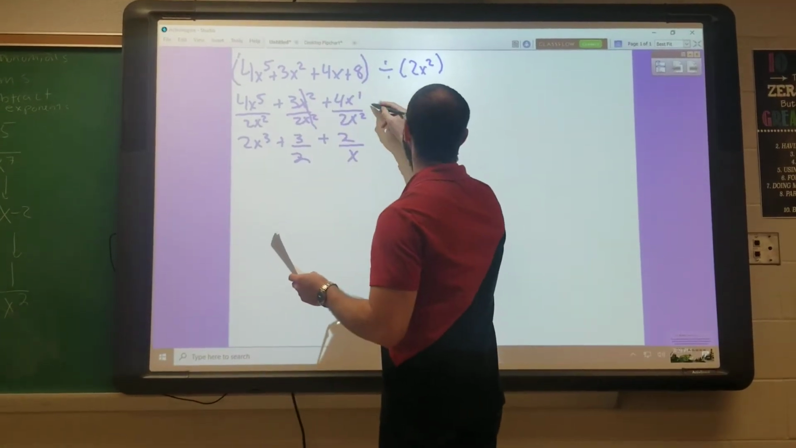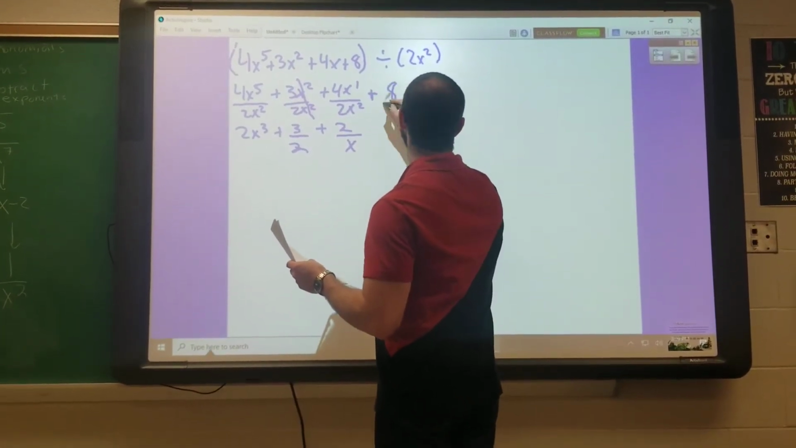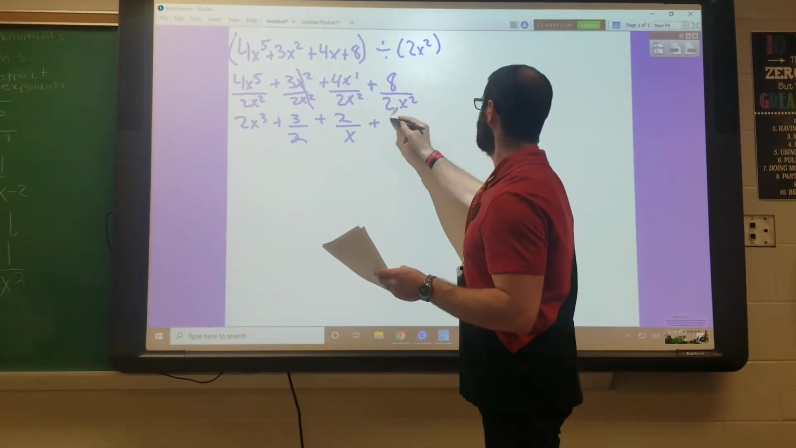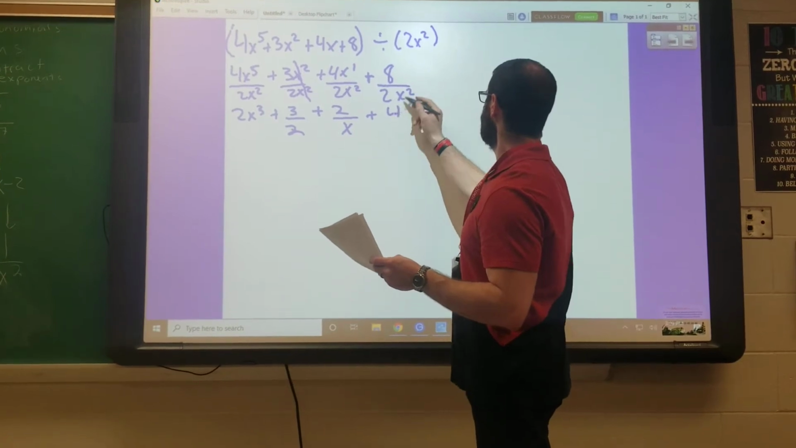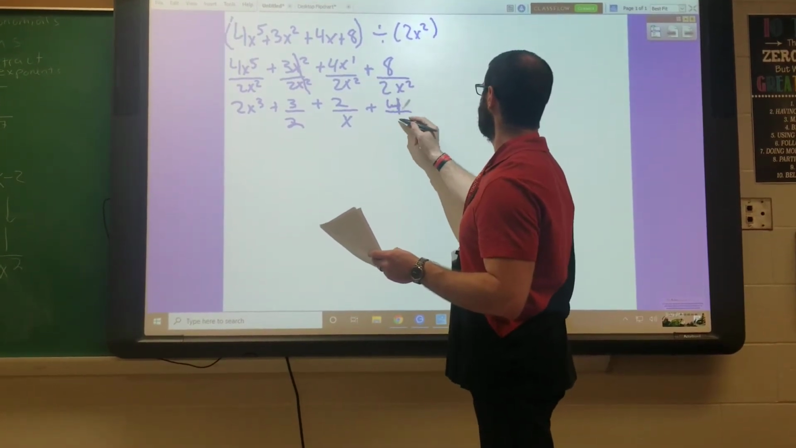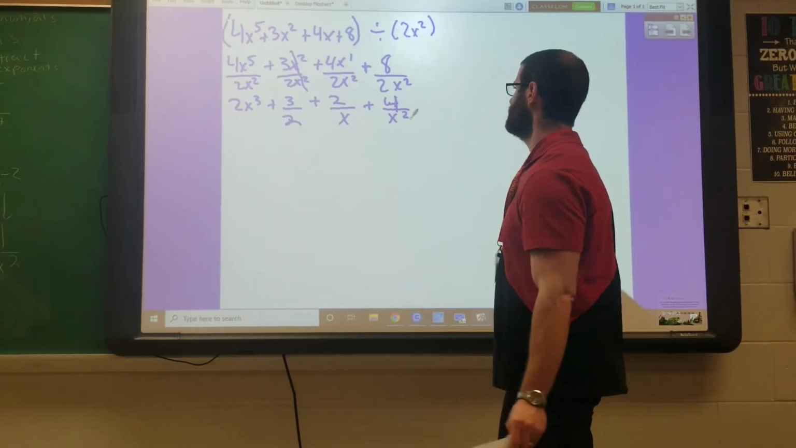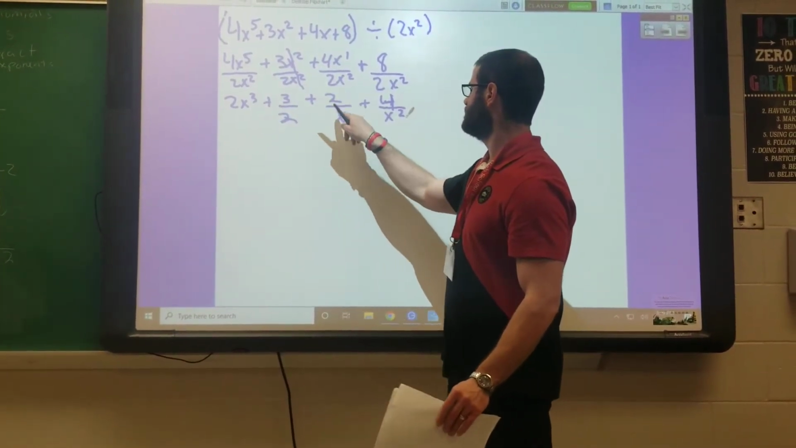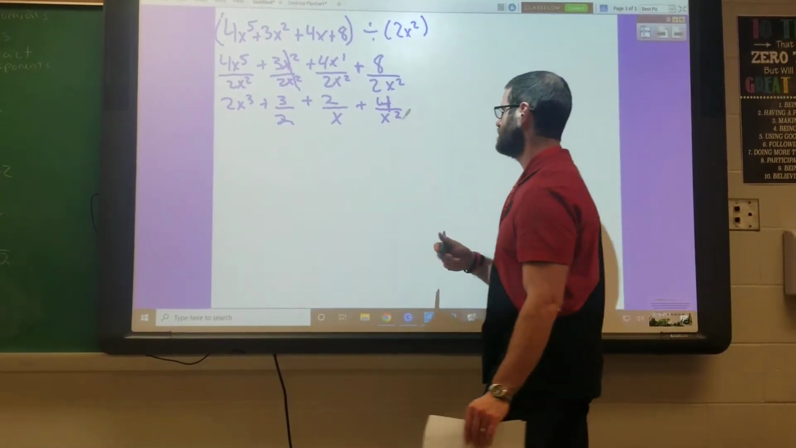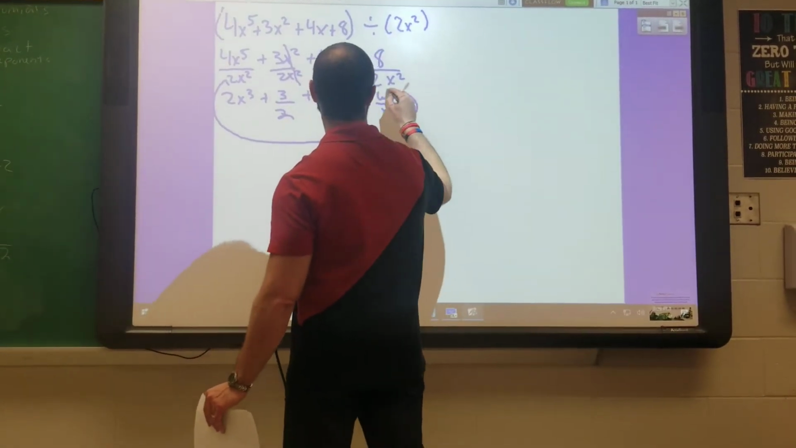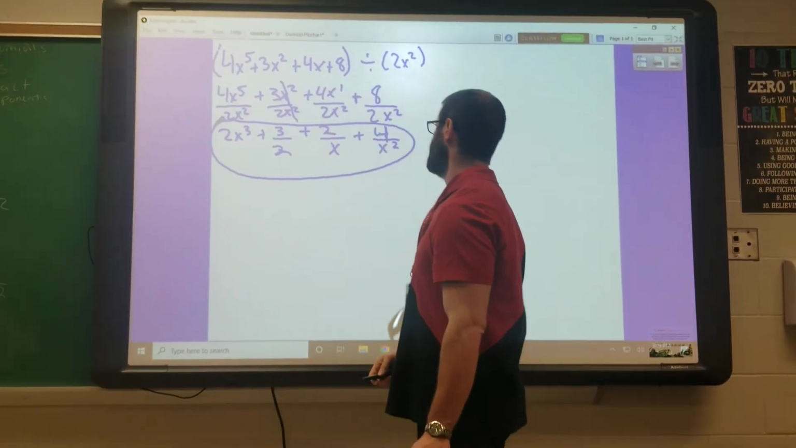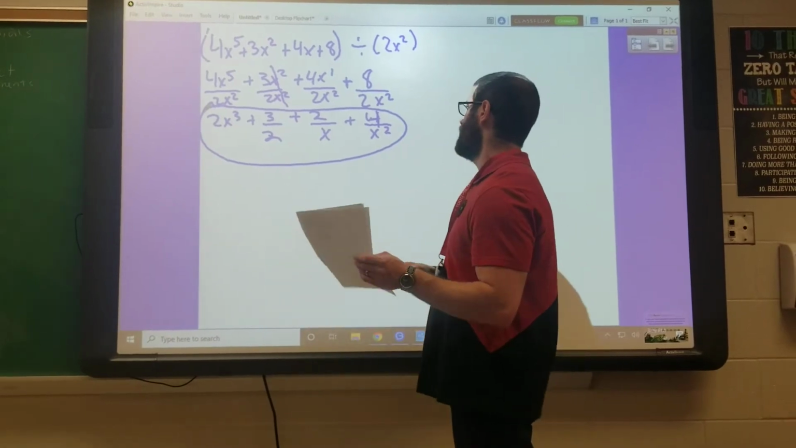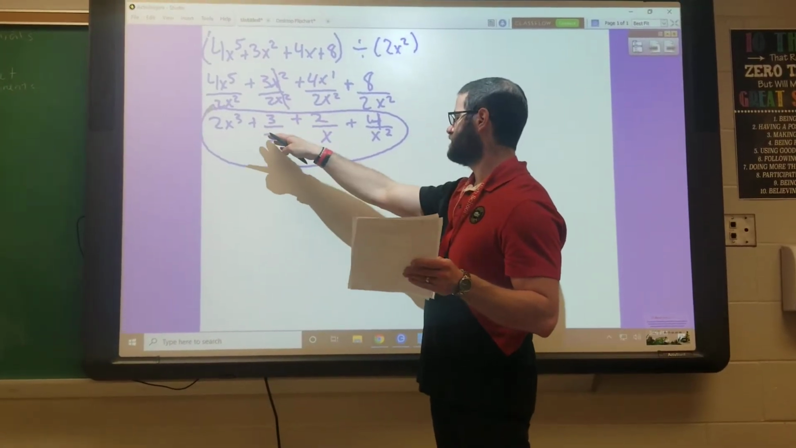Okay, plus 8 over 2x squared. Of course, 8 over 2 is 4, so that goes on top. And we're just left with the x squared on the bottom. All right, looks kind of weird, but this is actually your answer. 2x to the 3rd plus 3 over 2 plus 2 over x plus 4 over x squared. Again, just think back to your rules of exponents and make sure all your fractions are reduced. Okay, so this one, again, I kept it as fractions.